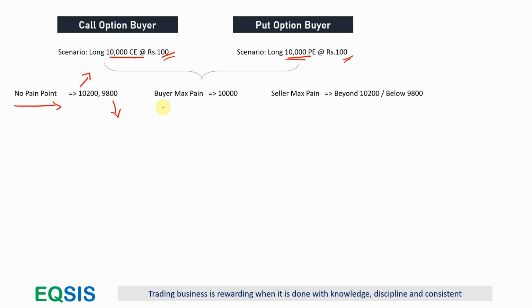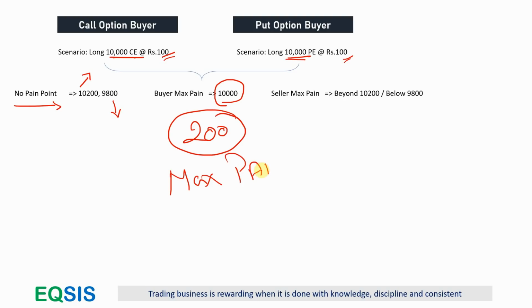So for the buyer, the maximum pain will be at 10,000. Not much explanation is needed, because if the market settles at 10,000, as a call buyer and a put buyer, I end up losing both 100 and 100. The maximum I lose is 200. Remember, this 200 is the maximum loss that can happen to me. That is what I call max pain.